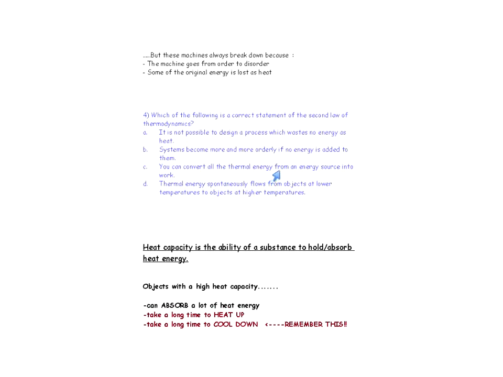C says you can convert all thermal energy from an energy source into work. And that's not true, because if we're changing it from thermal energy into another energy, we're going to lose some energy along the way. So we can't ever convert all energy into something else, right? So that's not true. And this says thermal energy flows from objects at lower temperatures to objects at higher temperatures. Well, that's not true, because heat always moves from where you have a lot of heat to where you have a little heat.